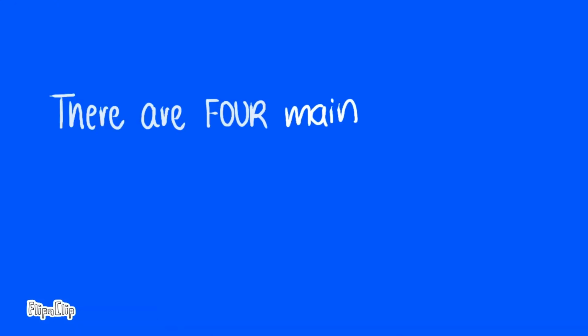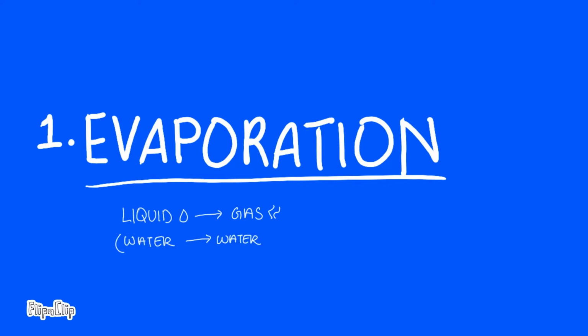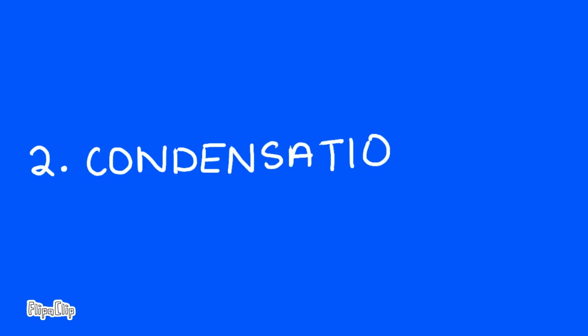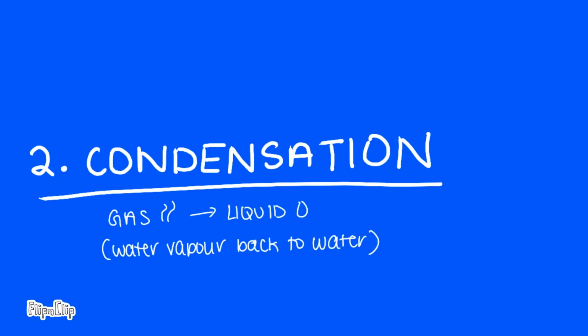The first is evaporation. Evaporation is a process by which water changes from its liquid state to its gaseous state. This means that water changes from water to water vapor. The second stage is condensation. Condensation is also a process in which water changes state. During condensation, water changes from a gas to a liquid, meaning it changes from water vapor back into water.